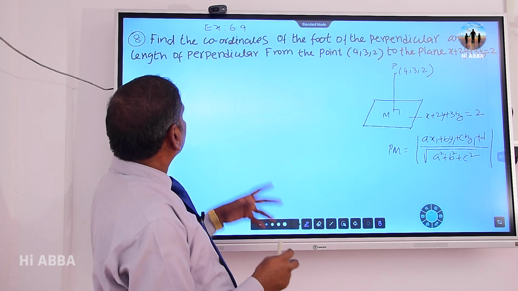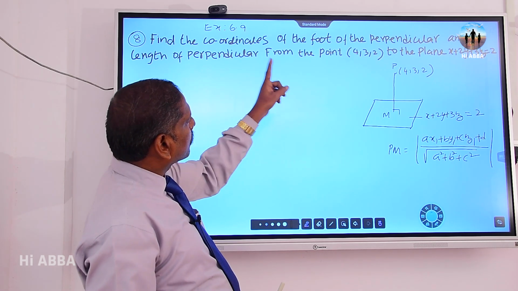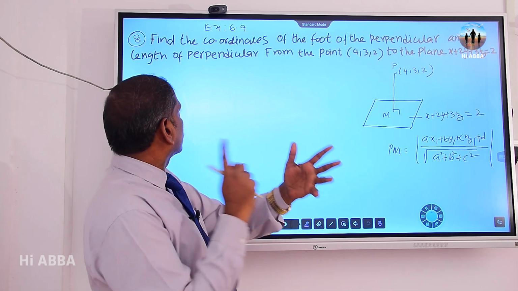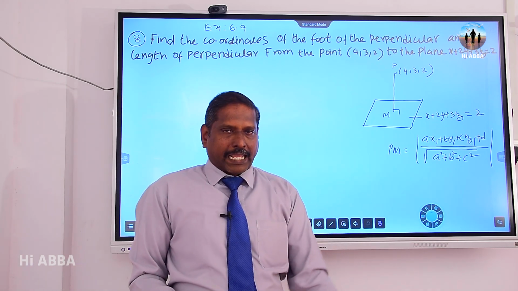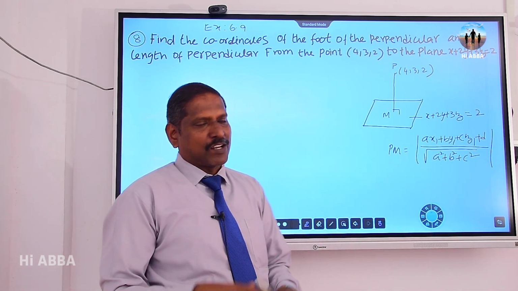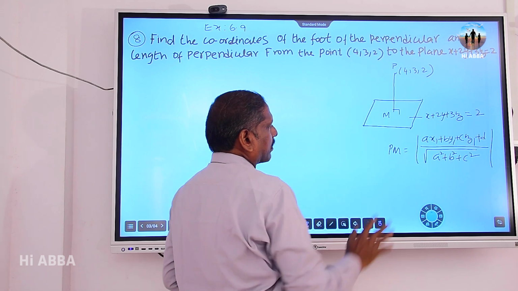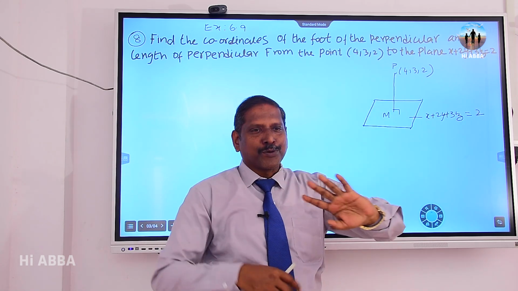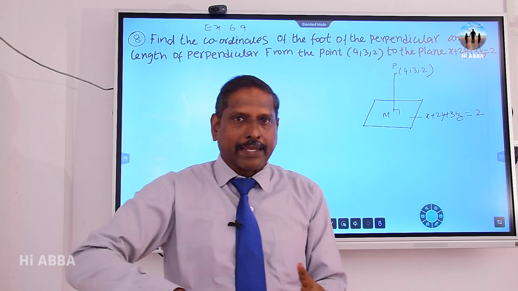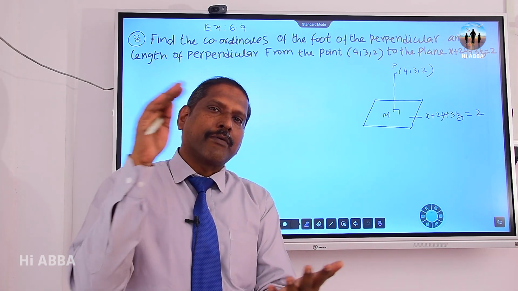But what they ask us to do is find the coordinates of the foot of the perpendicular. That is the first question, and the second one is the length of the perpendicular. For the second case you can use this formula. Now let us see how to find the foot point. If I connect the given point and the point M, I get one line. So let us find the equation of the line.